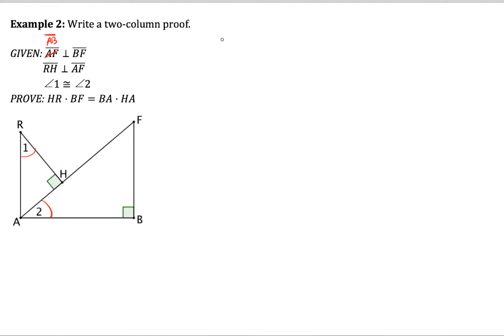So let's start our proof over here with our statements and our reasons. I'm actually going to start off by saying angle 1 is congruent to angle 2 with the given information. I know it's listed third over here, but that doesn't mean we can't start with it first in our proof. So that's a pair of angles that are congruent.